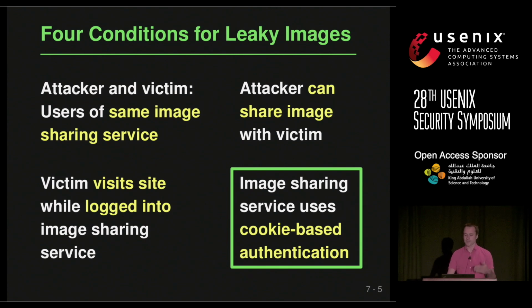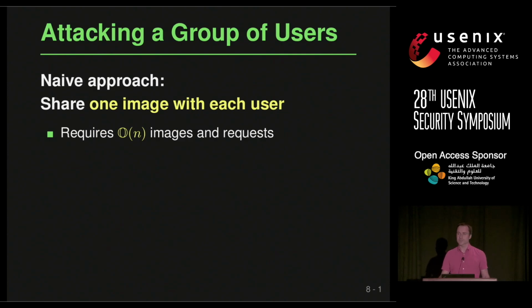Let's now look at a couple of extensions of this basic attack. So one of these extensions is to use it to not just attack a single user, but to attack a group of users. One naive way in which you could do this is to basically share one image with each user. A scenario where this might be interesting is that you, for example, want to prepare a spear phishing attack on a small or mid-sized company, and you want to find out who reacts to a specific email by actually visiting some website. So if you would take this naive approach, you would share one image with each user or each employee in this company. But the downside is that this requires O(n) images and also O(n) requests.